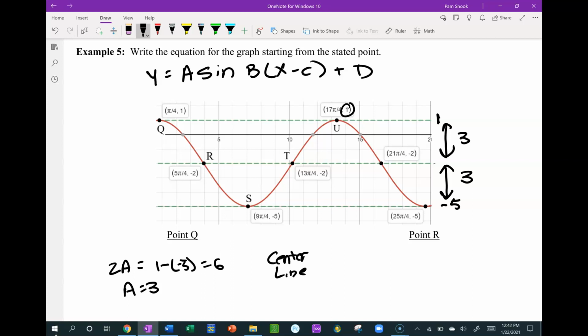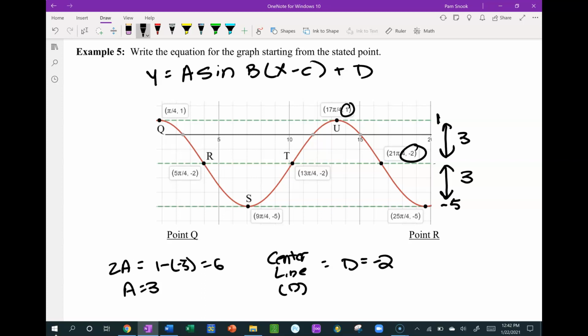My center line is located at D. And if I look at this graph here, 1 minus 3 puts my center line at -2. -5 plus 3 puts it at -2. And right here we have a coordinate at -2. So D equals -2. So I've got A, I've got D.